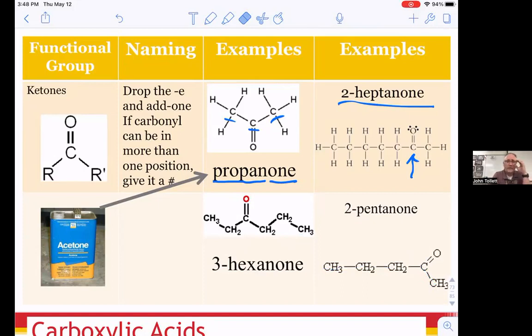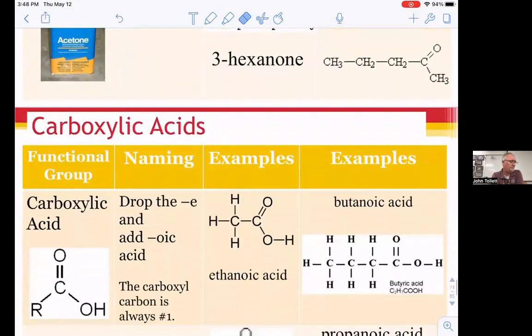An example of a ketone is propanone, which is actually called acetone, its common name. And acetone is used as a nonpolar solvent. It's used to remove fingernail polish, for instance. You can also use ethanol, although acetone works way better.